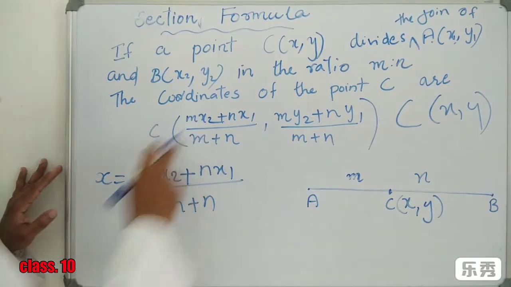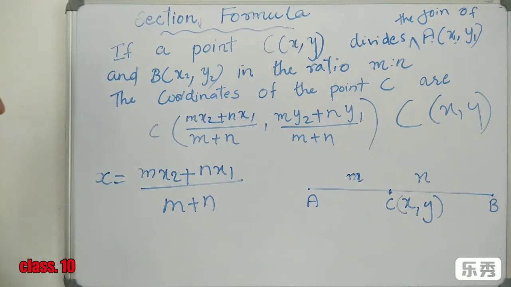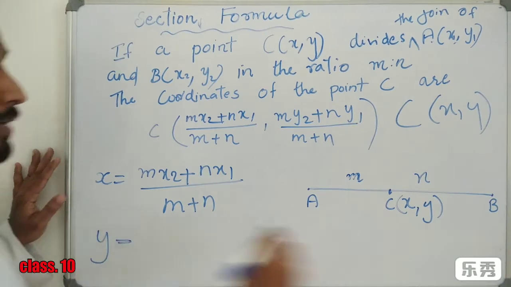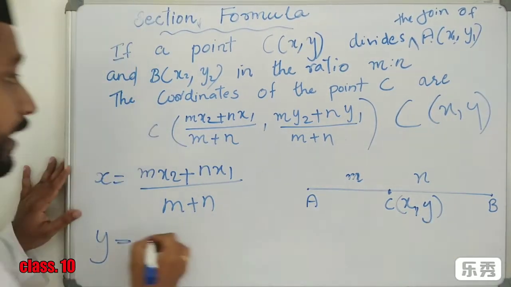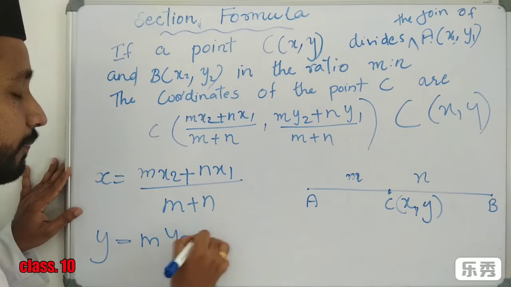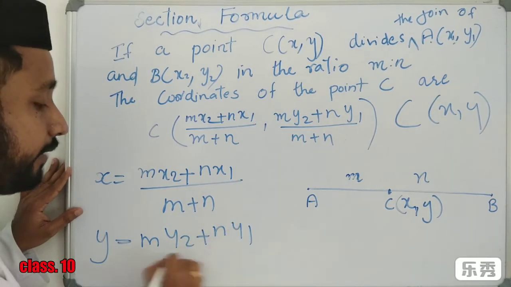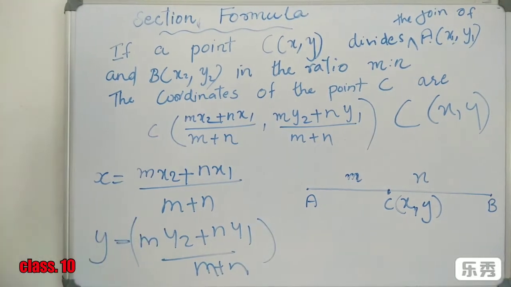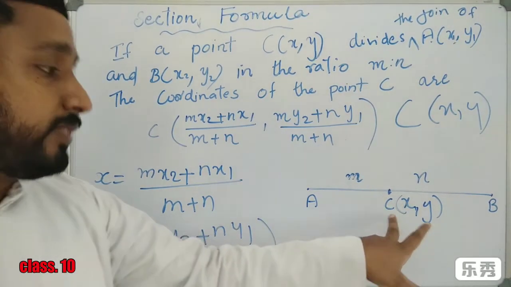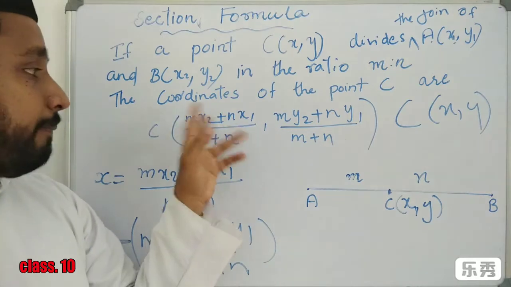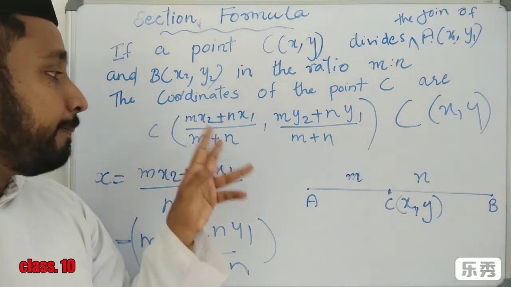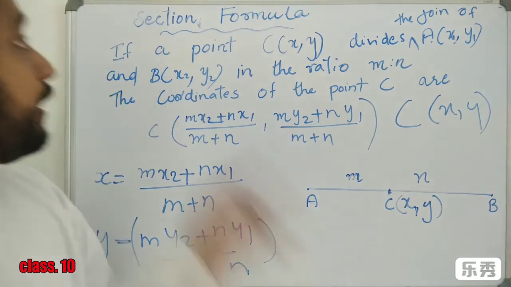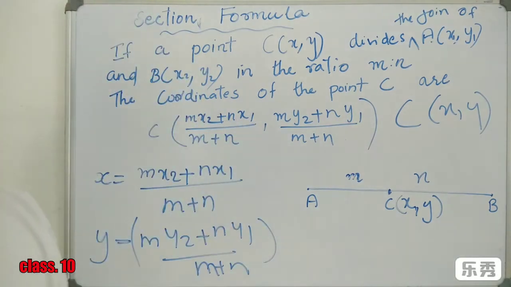That is x. So our point is C(x, y). x means (m x2 + n x1) divided by (m + n), and the y coordinate means (m y2 + n y1) divided by (m + n). So the coordinates of C, that is x and y, are ((m x2 + n x1) / (m + n), (m y2 + n y1) / (m + n)). This formula is known as the section formula.